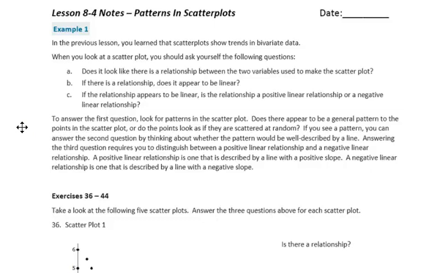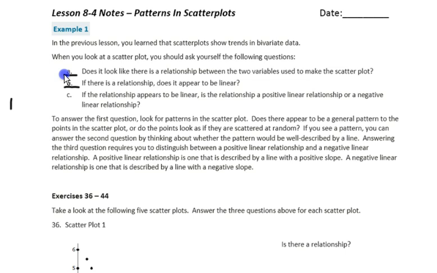Lesson 8-4 talks more about scatter plots and patterns that you can see in scatter plots and what it shows. In example 1, in the previous lesson, we learned about scatter plots and the trends in bivariate data. That's 2 variables. When you look at a scatter plot, you should ask yourself the following questions. Does it look like there's a relationship between the 2 variables used to make the scatter plot? That's number 1. If there's a relationship, does it appear to be linear, straight line? And if it appears to be linear, is it positive or negative?